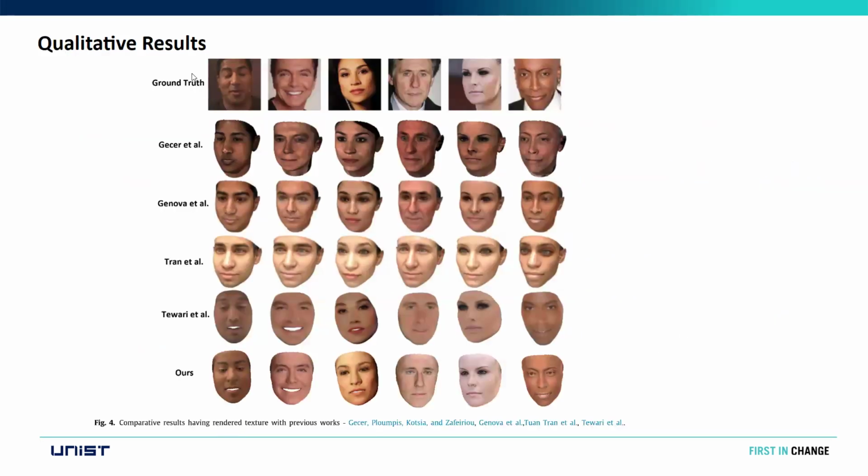So this is the qualitative result they have. This is the ground truth image, and they try to reconstruct the face with their own model. This is their model. As you can see here, the texture is not as accurate as the ground truth, but we can say it's high resolution, and we can see the basic skin tone, and also the basic intrinsic attributes of the face after the reconstruction, you can say.